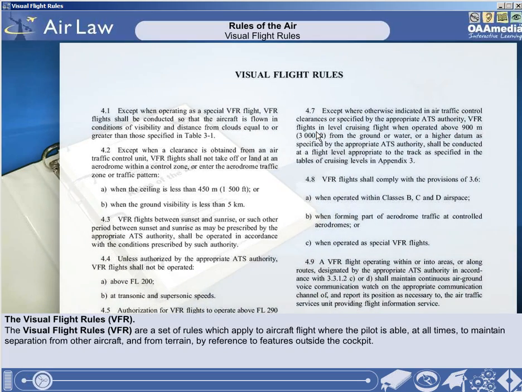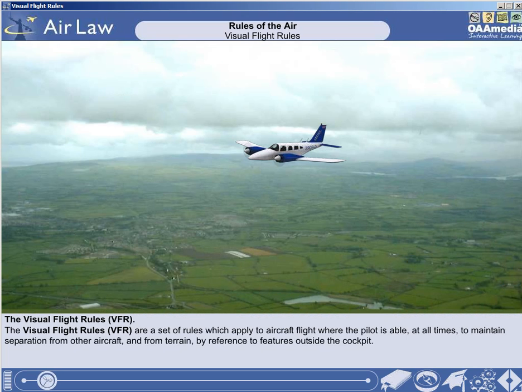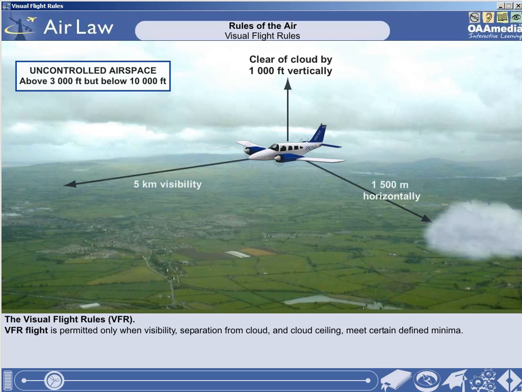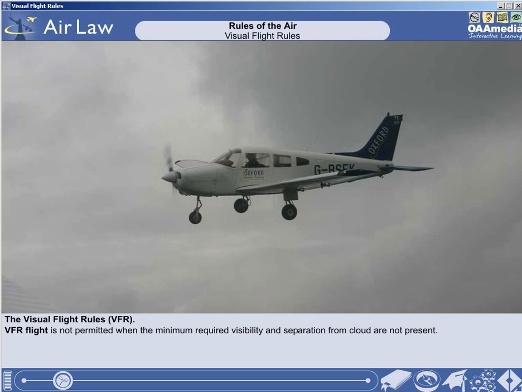This lesson deals with the subject of the visual flight rules. The visual flight rules, commonly referred to as VFR, are a set of rules which apply to aircraft flight where the pilot is able, at all times, to maintain separation from other aircraft and from terrain by reference to features outside the cockpit. Consequently, VFR flight is permitted only when visibility and separation from cloud meet certain defined minima, which you will learn about later. VFR flight then is not permitted when the minimum required visibility and separation from cloud are not present.